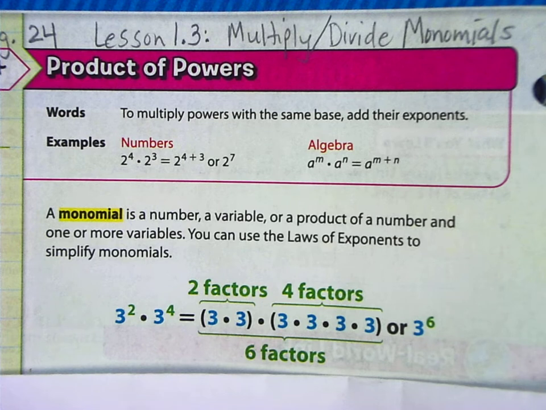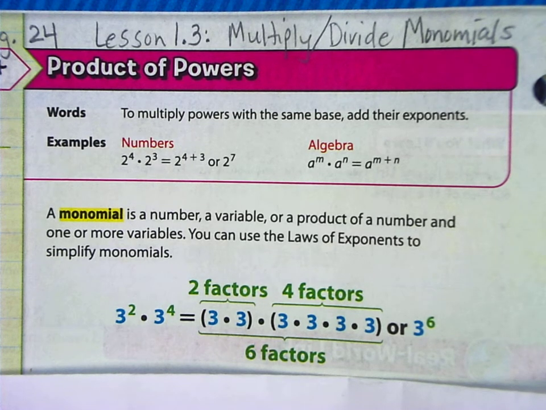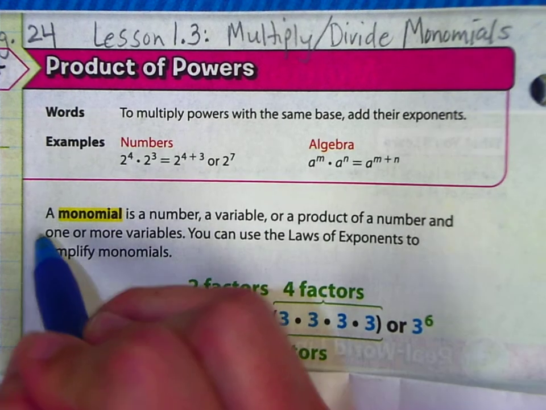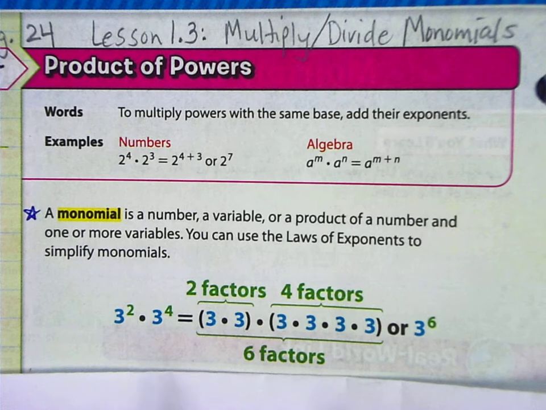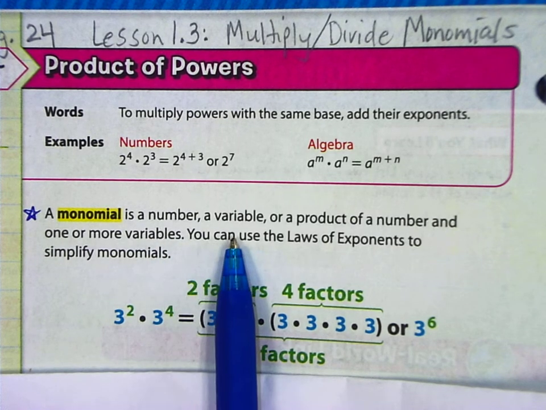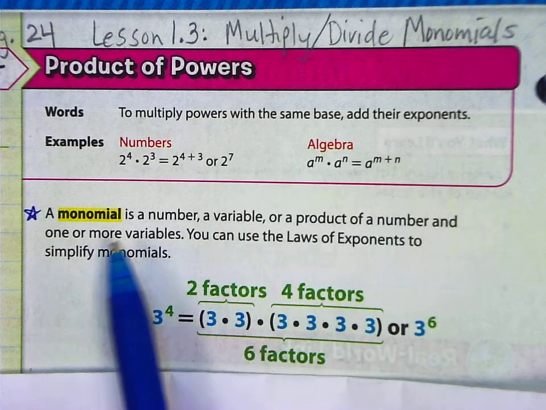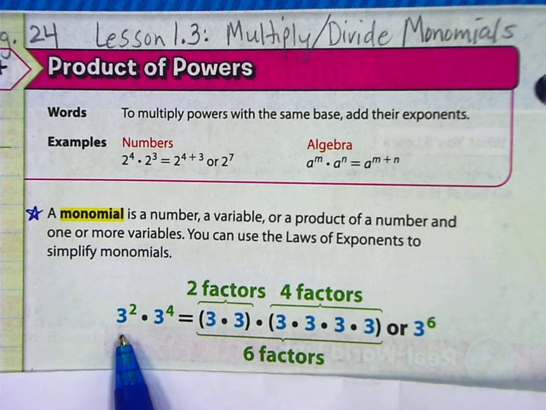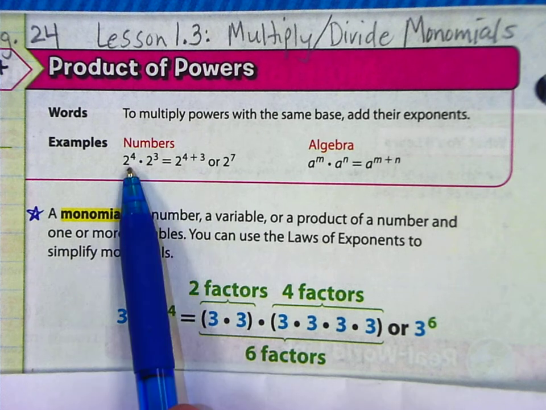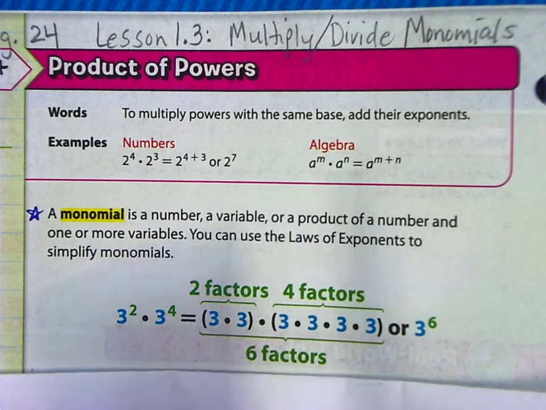Okay, lesson 1.3, multiply and divide monomials on page 24. If you need to pause the video to go to this page, do so now. Okay, the first thing we're going to talk about is what is a monomial? Well, a monomial is a number, a variable, or a product of a number and one or more variables. So this is a monomial, this is a monomial, and these are monomials.